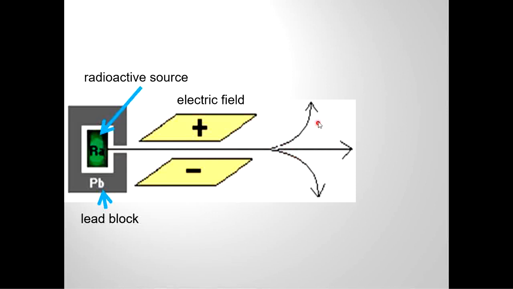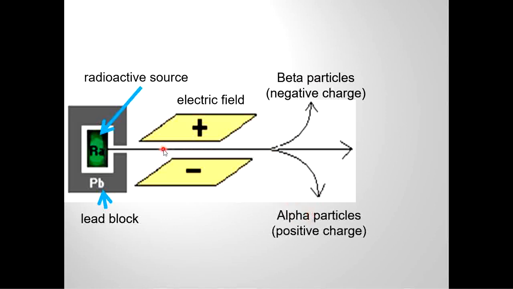The ones that were attracted to the positive field are probably negatively charged. And that's what he called the beta particles. The ones that were attracted towards the bottom to the negative field were positively charged, and that's what we called alpha particles. And the ones that were unaffected and that went straight through said those are neutral, and those are called gamma rays. So let's take a look at each one of these particles.